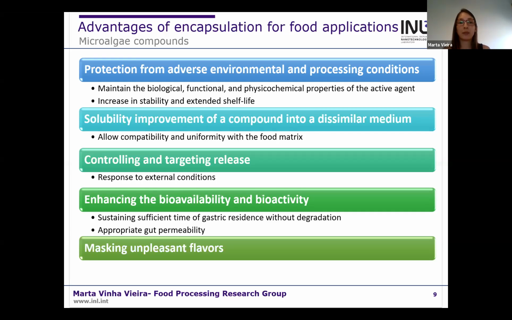Another advantage of encapsulation is to improve the solubility of a compound in a dissimilar medium. As I have mentioned, if we have a bioactive with a different polarity from the food matrix, we can make a layer that will be compatible with the food network. And another advantage is, if we would like to incorporate small amounts of a bioactive in the food matrix, we could encapsulate it so that the uniformity will be better.